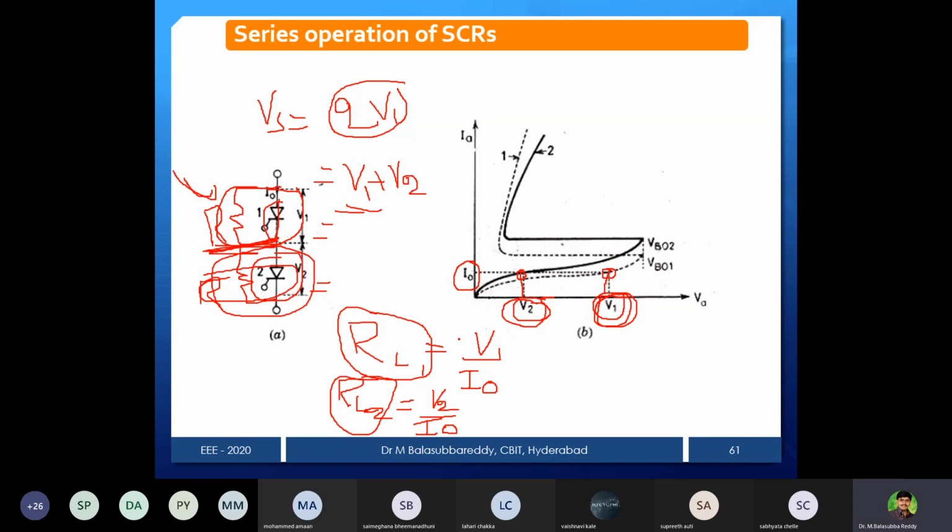Now we can see another problem: resistors connected in parallel with different resistance values. That is also a problem. So to overcome this, I want to find one common solution.